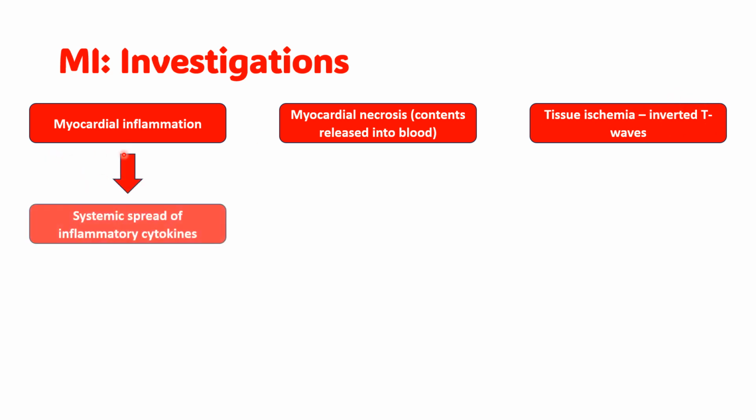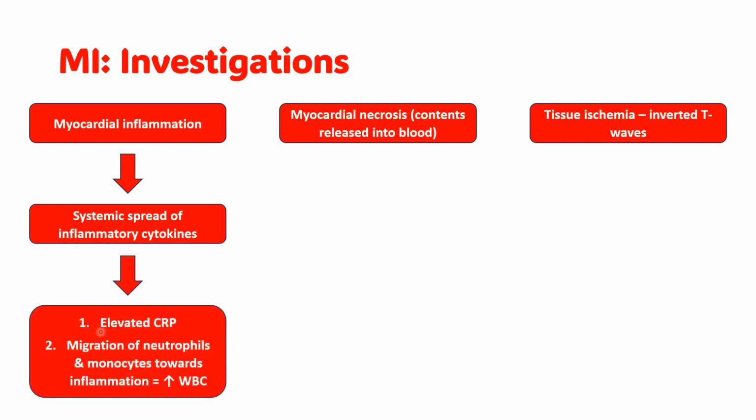So myocardial inflammation, you get systemic spread of inflammatory cytokines, which is going to lead to an elevated C-reactive protein. Remember what we said is an acute phase protein. Migration of neutrophils and monocytes. Monocytes are essentially macrophages. They differentiate to macrophages within connective tissue. And then because of the neutrophil and monocyte migration, you're going to have an elevated white blood cell count.